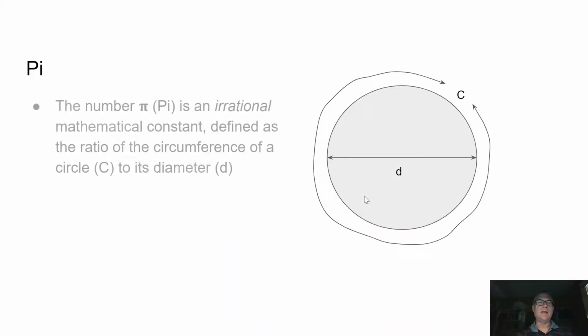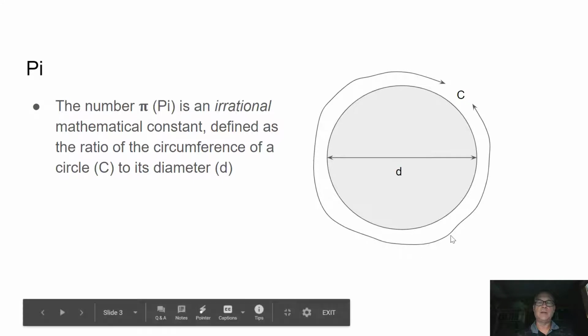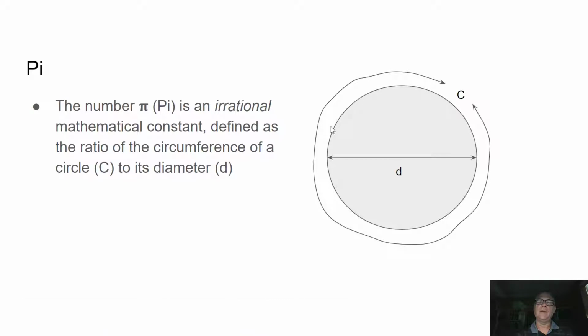Mathematically, pi is defined as an irrational mathematical constant, the ratio of the circumference, the distance around a circle, divided by the diameter of that circle. Irrational means that the number goes on and on and never repeats itself.